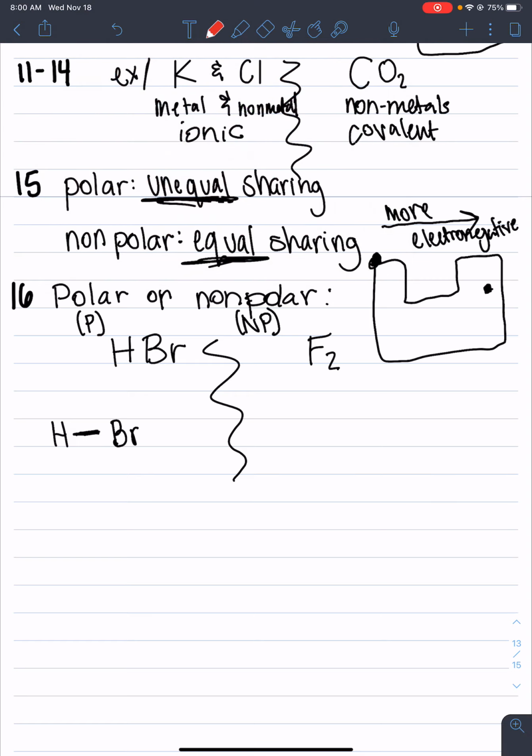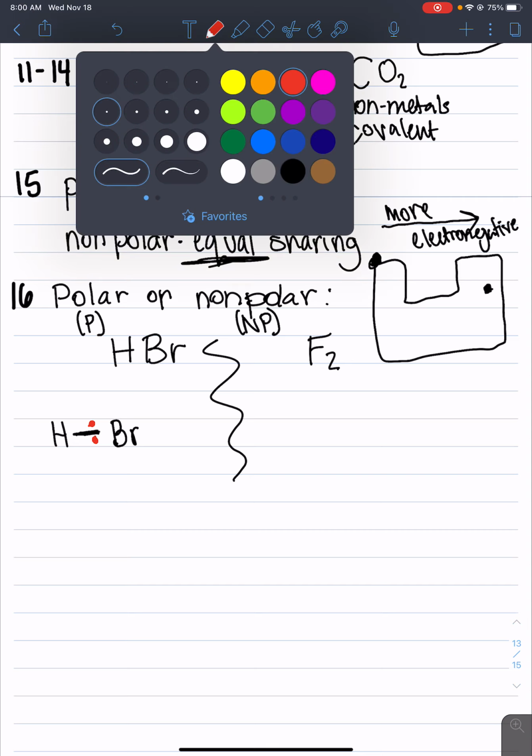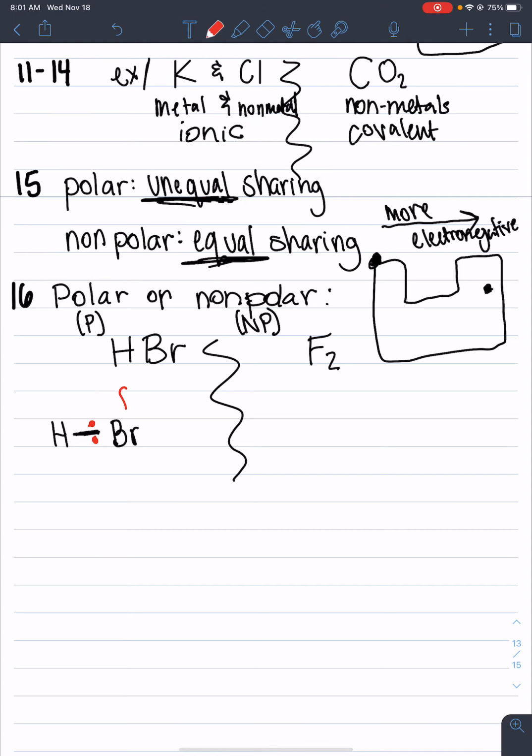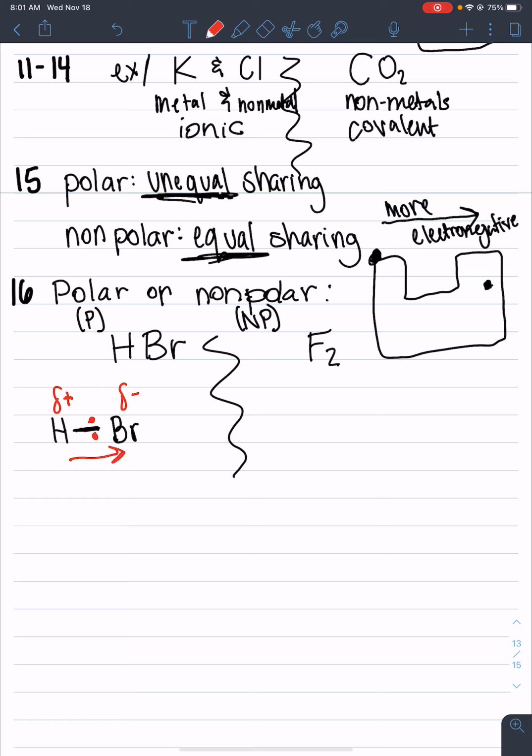So say my red dots are my electrons. When they're sharing it, maybe they're sharing it like this, where the electrons are a lot closer to our Br than to our H. And so it makes it so that Br is partially negative, and H is partially positive. Remember we looked at these signs, partially negative, partially positive. So since there's an unequal sharing, since Br is pulling the electrons more towards it, it's going to cause a partial positive because H doesn't have as many electrons around it, and a partial negative because Br has more electrons around it. So this one is going to be a polar molecule.